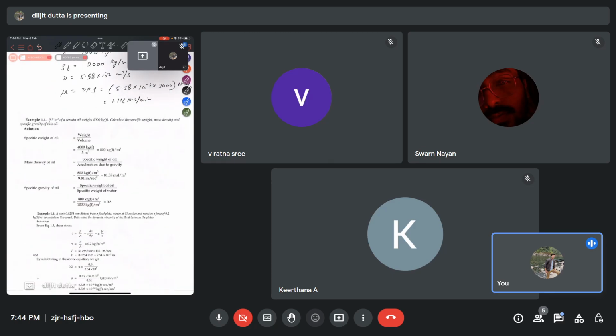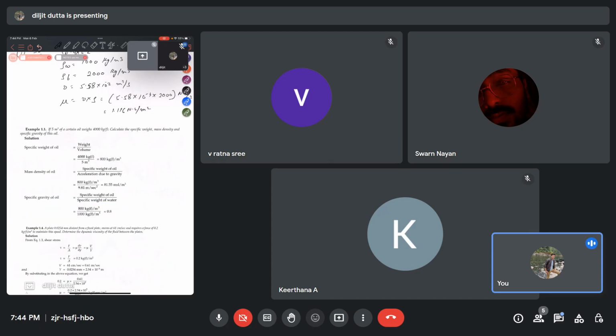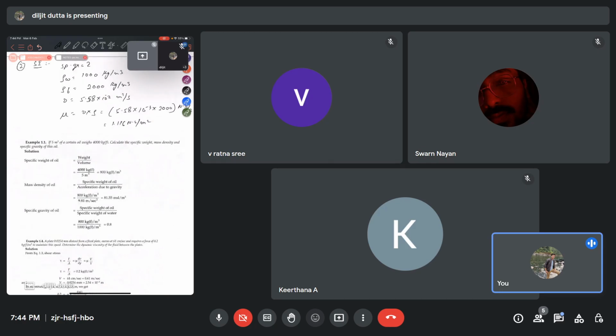Okay, here is a sample problem I have picked up. I will just give a demonstration. This is solved in Modi and Sheth. A 5 meter cube of a certain oil weighs 4000 kgf. Calculate the specific weight, mass density and specific gravity of the oil. The specific weight is given as weight per unit volume. So weight is given 4000 and the volume is given as 5 meter cube. It's very simple, 4000 by 5, 800 kgf per meter cube.